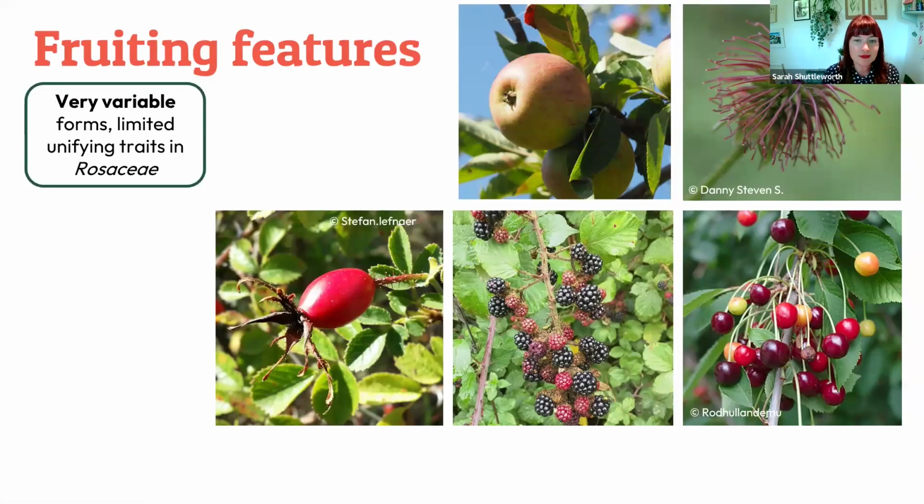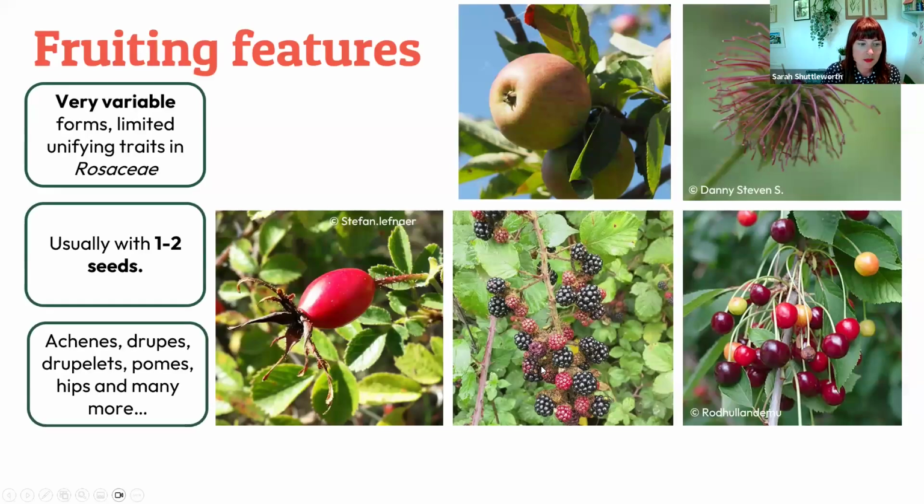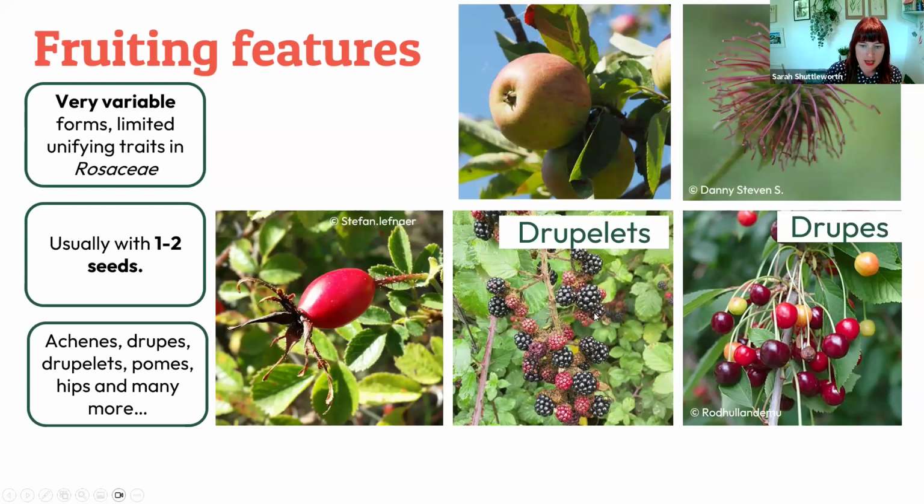So fruiting features, unfortunately, in the rose family, hugely variable. And so that actually limits it in terms of a unifying trait within this family. Usually they have 1 to 2 seeds, but they can come in all sorts of forms. We can have an achene, like in the herb Bennett, for example. We could have a drupe, like in cherries. We could have drupelets, which are sort of all formed together in the blackberry.